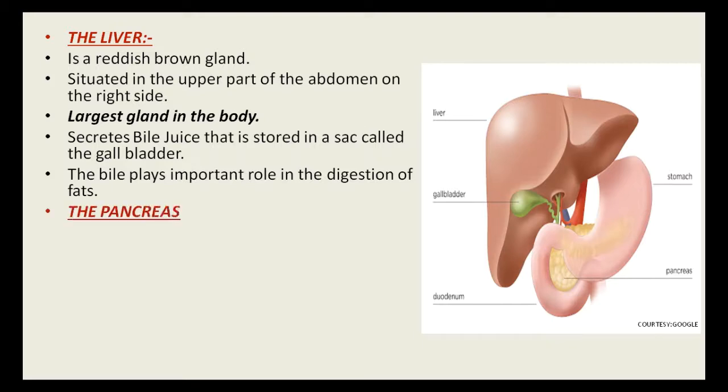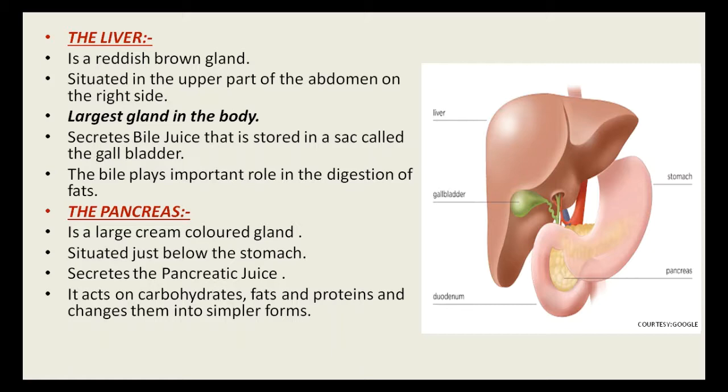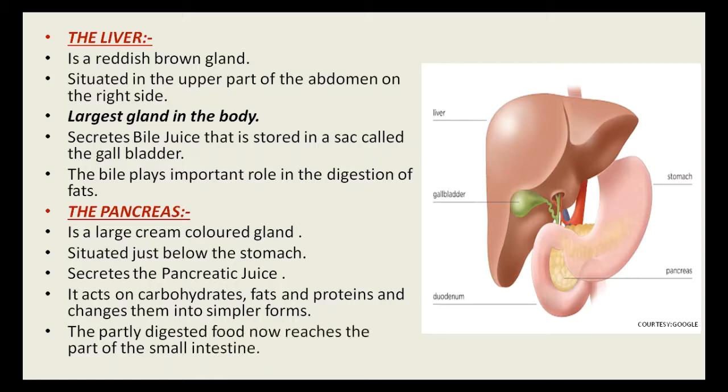The pancreas. The pancreas is a large cream-colored gland situated just below the stomach. The pancreas secretes the pancreatic juice. The pancreatic juice acts on carbohydrates, fats, and proteins and changes them into simpler forms.